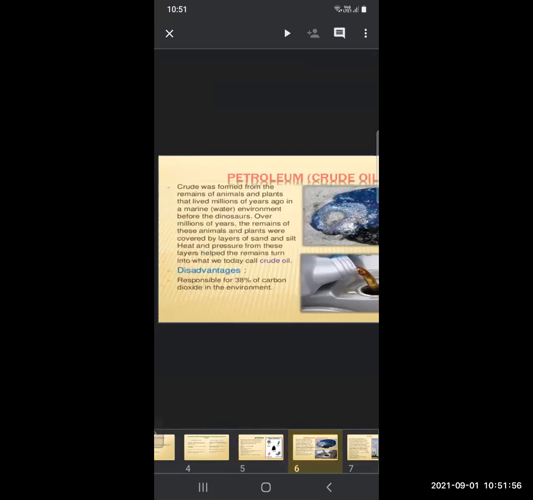Now we'll see the petroleum, that is crude oil. Crude oil was formed from the remains of animals and plants that lived millions of years ago in a marine water environment before the dinosaurs. Over millions of years, the remains of these animals and plants were covered by layers of sand and silt. Heat and pressure from these layers helped the remains turn into what we call crude oil. And what are the disadvantages? It is responsible for 38% of carbon dioxide in the environment.